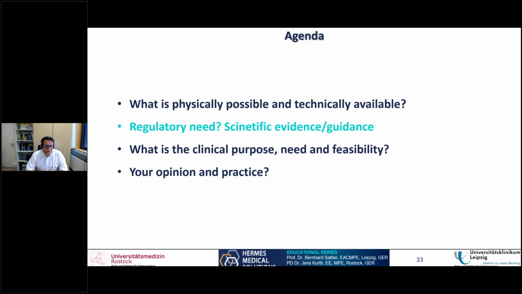So the question now is, as we now know the beauty of dosimetry, what is actually the regulatory need? More scientific evidence. I will show you some very busy slides so that you can revisit them later. After those last 5 slides, I will hand over to Jens, who will talk with you about the clinical purpose, the need, and the feasibility.